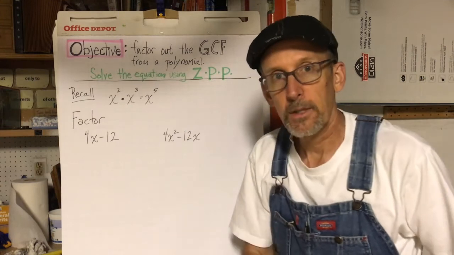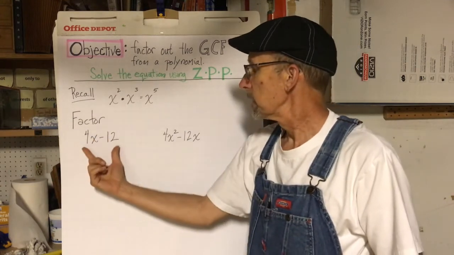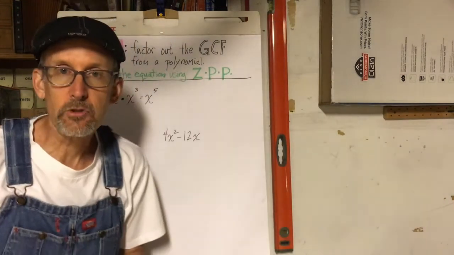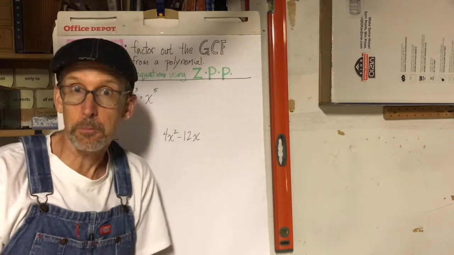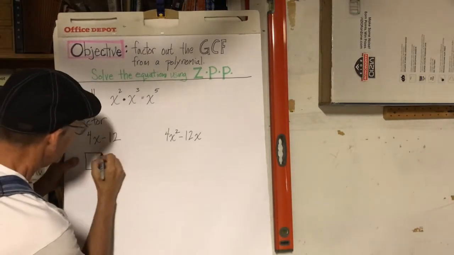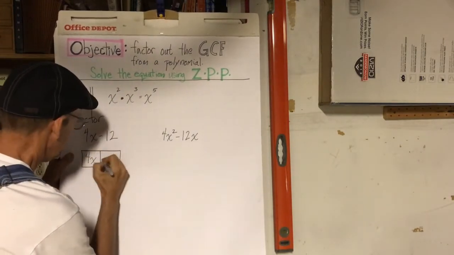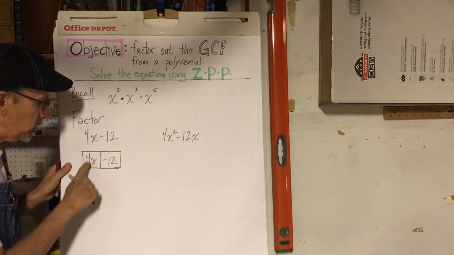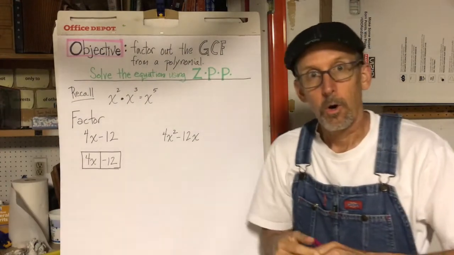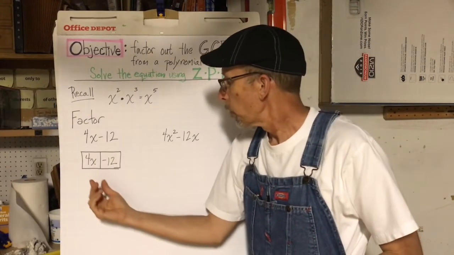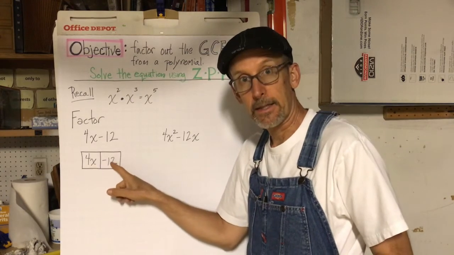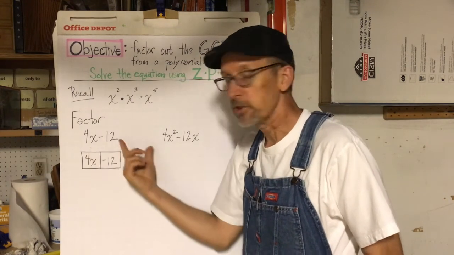Okay, so let's factor out 4x minus 12. I'm going to take sort of a geometry approach, and I'm going to rewrite the problem kind of this way. So I've drawn the box and I've put each term inside the box. Okay, now I ask myself, what's the largest number I can divide 4x and negative 12 by? What's the largest thing I can pull out of that?